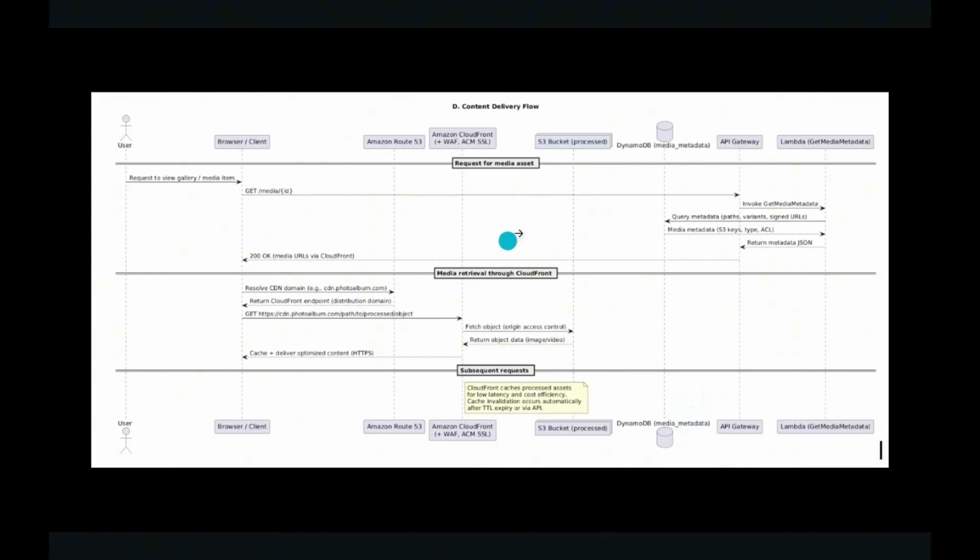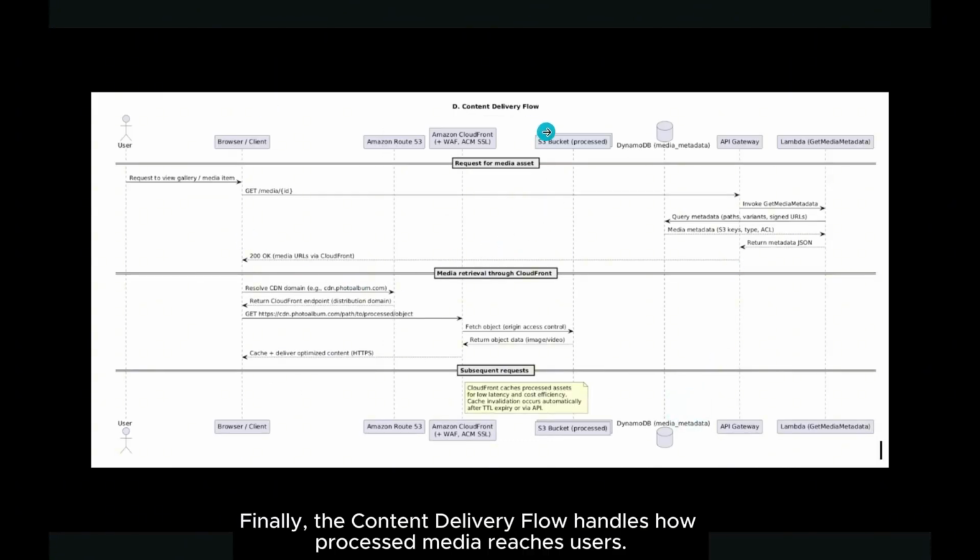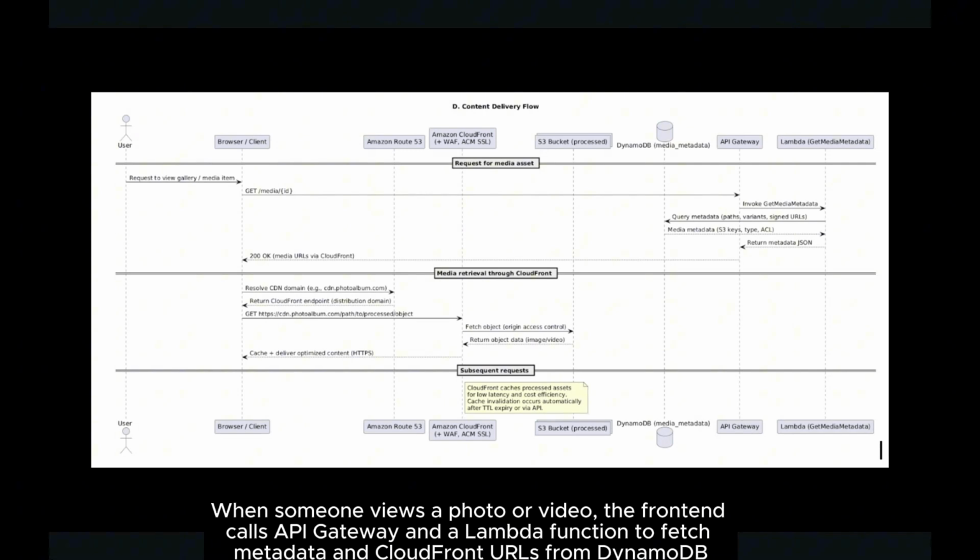Move to the final one, which is the content delivery workflow. Finally, the content delivery workflow handles how processed media reach users. So when someone views a photo or a video, the front-end calls an API Gateway and a Lambda function to fetch metadata and CloudFront URLs from the DynamoDB database.